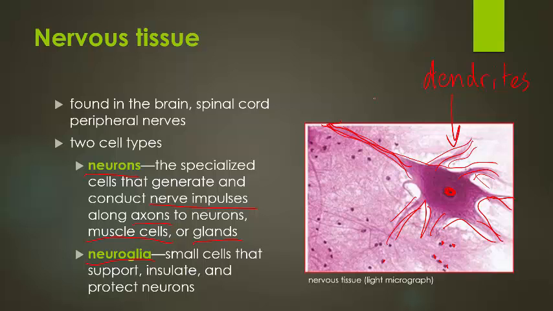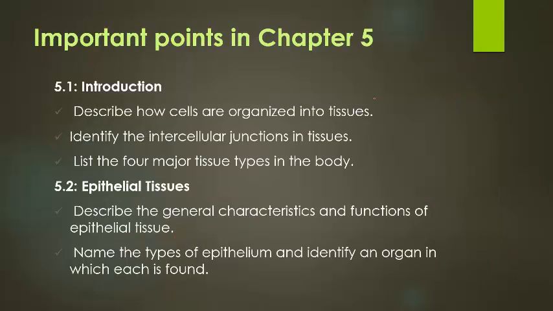All right, so there we are. That's chapter 5, all done. So let's just look through, review briefly the important points. First, we talked about how cells are organized into tissues, and we described the three primary intercellular junctions in tissues: gap junctions, desmosomes, and it's been a long time since I talked about those. Desmosomes, gap junctions, and there's a third. You're on your own to go figure that out.